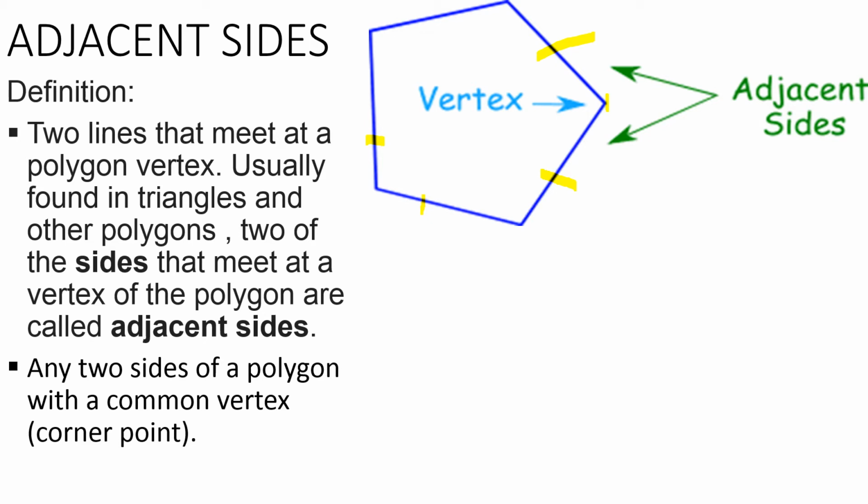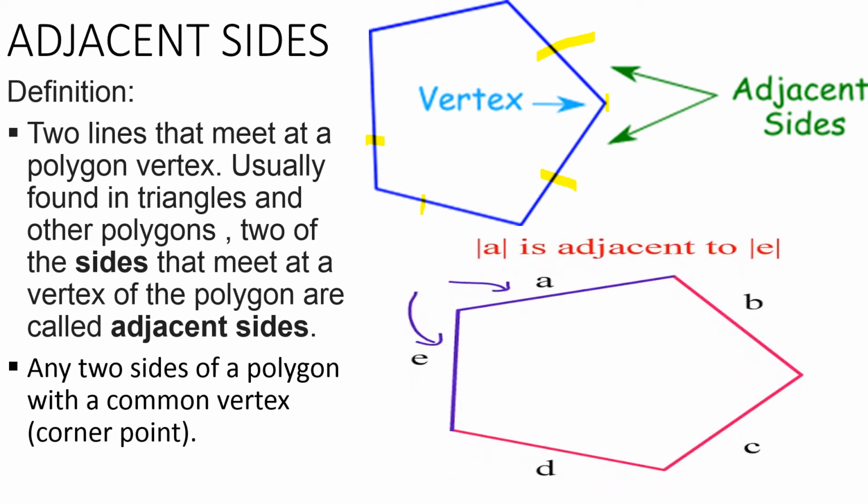The next one, see the other figure. In the previous figure, I didn't draw the names. Here I have drawn the names. All those five sides I have named A, B, C, D, E. Now you get an idea. A and E are adjacent. A and B are adjacent. B and C are adjacent. C is adjacent to D. D is adjacent to E. So the two sides of a polygon with a common vertex are called adjacent sides.